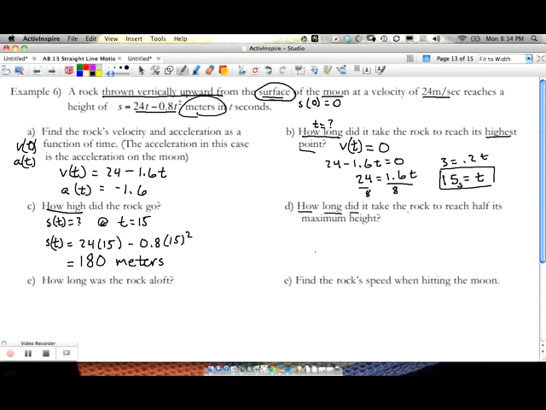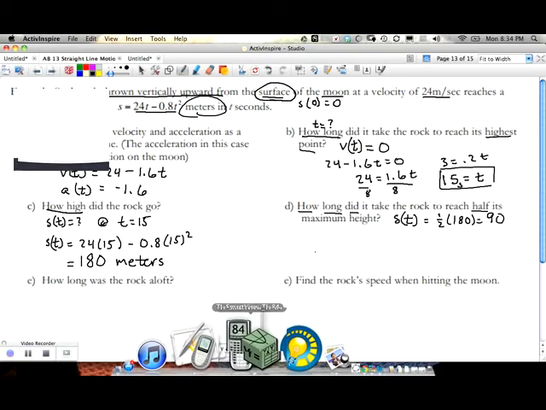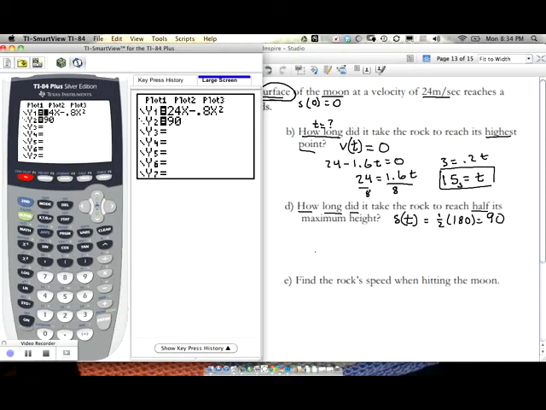How long did it take the rock to reach half its maximum height? So in other words, when was the position equal to half of 180? That's simple enough to simplify. When is it equal to 90? Okay, now we're talking calculator. So let's go to our function here, y equals. And what do you know? It's already set up. I'm looking at the original function, 24t minus 0.8t squared, and 90. I want to figure out when those two values coincide.